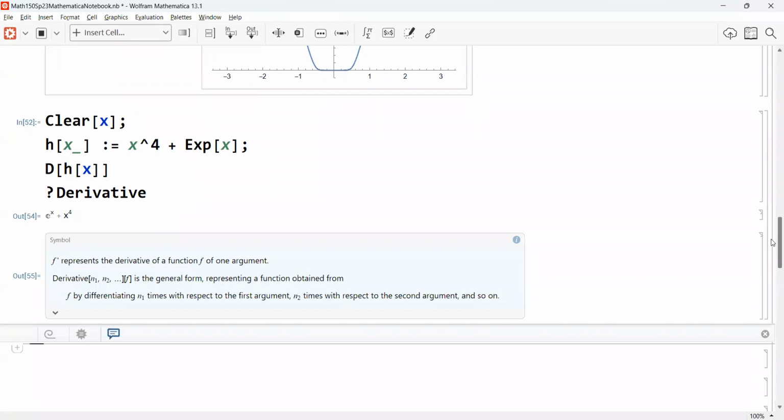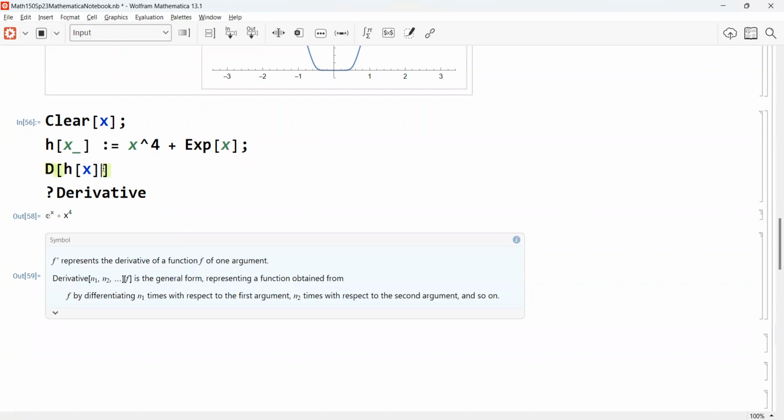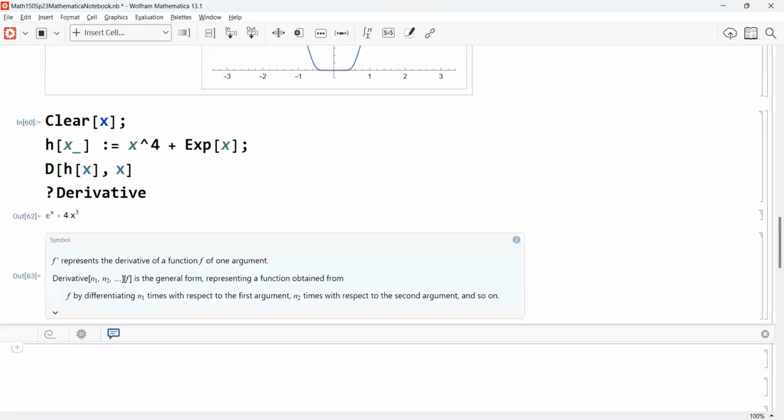It is definitely case sensitive, absolutely case sensitive. All right, so now if I try derivative of h of x, it's giving me x. It's not giving me anything. But if I do h of x comma x, it's saying take the derivative of the function h of x with respect to x. And I'm getting e to the x plus 4x cubed. And if I didn't have that, I got e to the x plus 4x. So it didn't know what to take the derivative to.